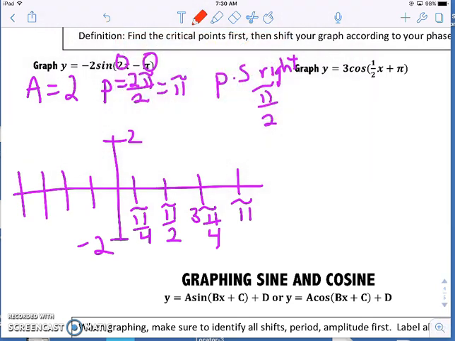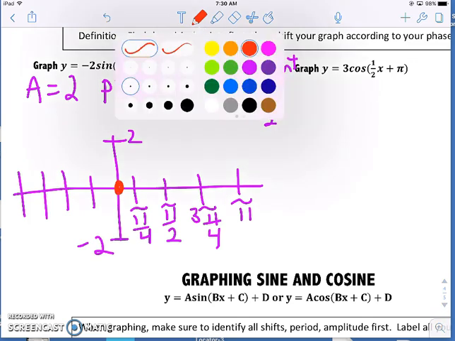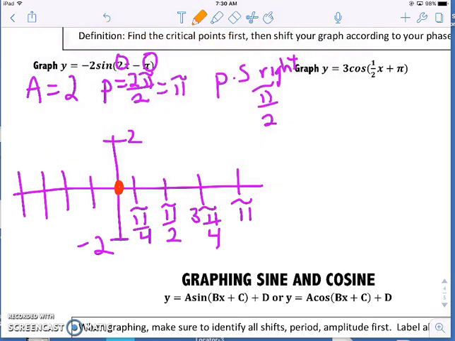Sine. Sine starts in the middle normally. But let's see. This one moved to the right pi over 2. So 1, 2. So it's going to start here. And it's negative, so it would go down. So we have our sine curve.